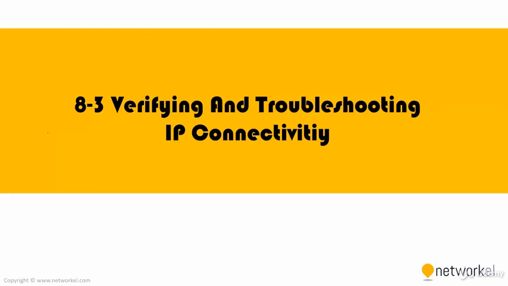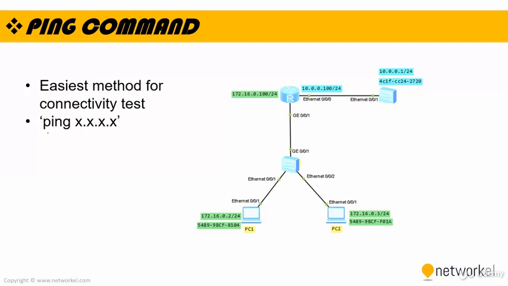And let's take a look at verifying and troubleshooting IP connectivity. The easiest method that I can use to verify and troubleshoot IP connectivity is the ping command. For example, if I want to check the reachability between PC1 and PC2, I can use the ping command in PC1, ping the address ending in 0.3, and check whether I have reachability to PC2 or not.